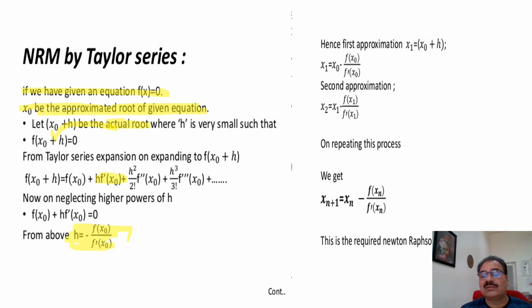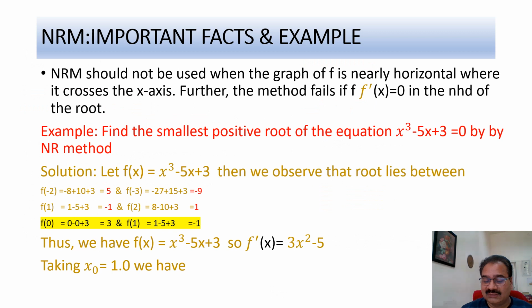It means what is x1? x1 is x naught plus h, so x naught minus f of x naught divided by f dash x naught. In this way, you establish the formula for the Newton-Raphson method by using the Taylor series expansion. Similarly, the second approximation is this. Then here also we get the formula used in the Newton-Raphson method, that is xn plus 1 is equal to xn minus f of xn divided by f dash xn.